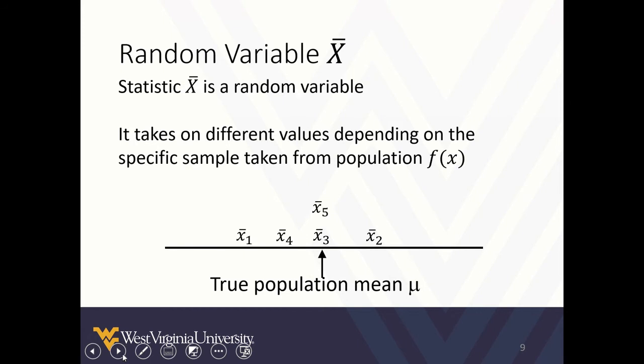But we can kind of fix that because our statistic, our sample mean, is a random variable. So it can take on different values depending on the specific sample taken from the population f(x). So suppose we take 4 more samples so that we have x2 bar, x3 bar, x4 bar, and x5 bar. And we can see that twice we had a sample mean pretty much be exactly at the true population mean, once where it was a little bit above and twice where it was a little bit below.